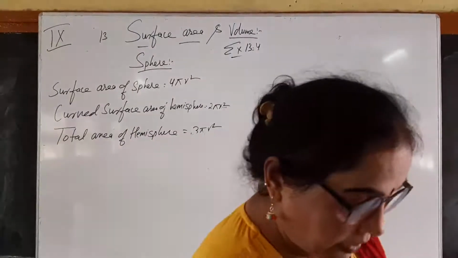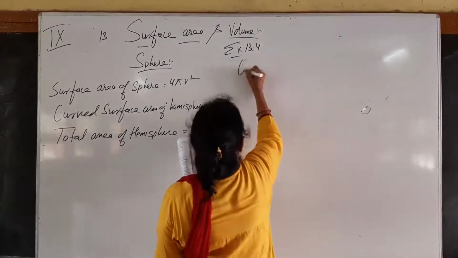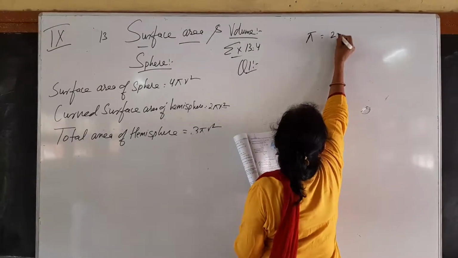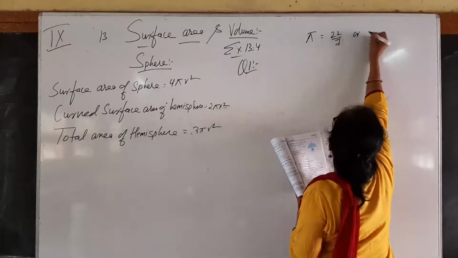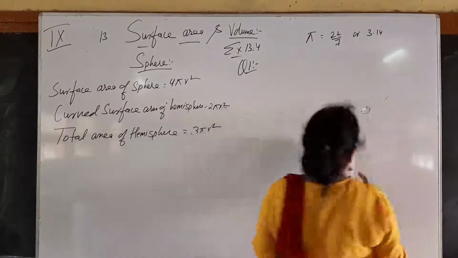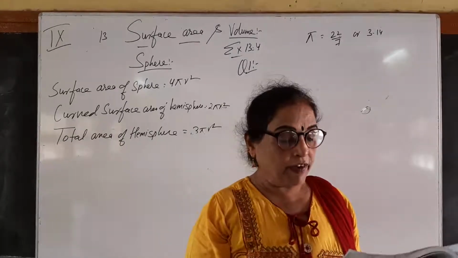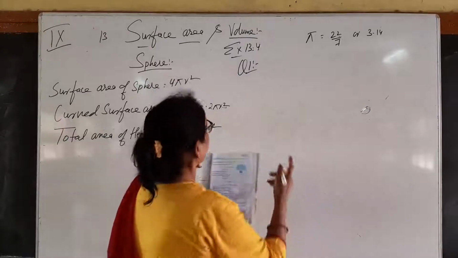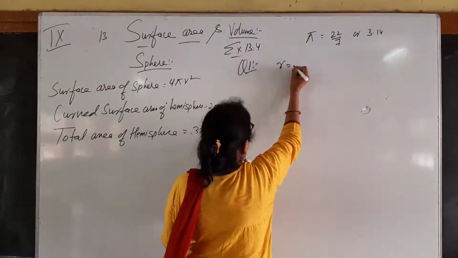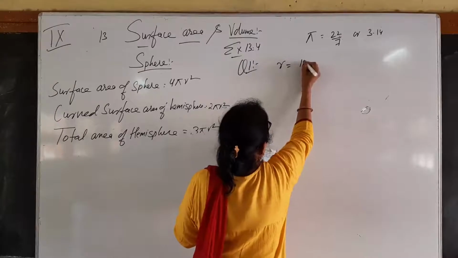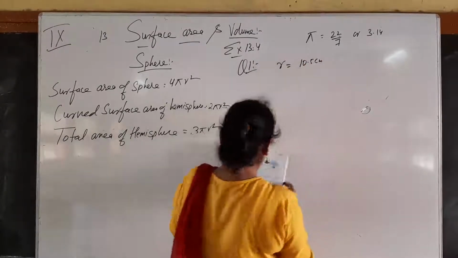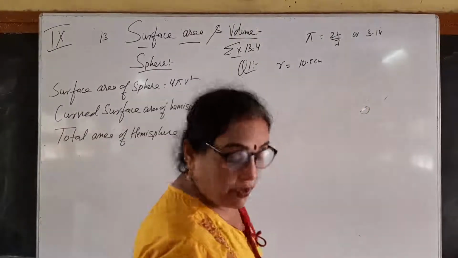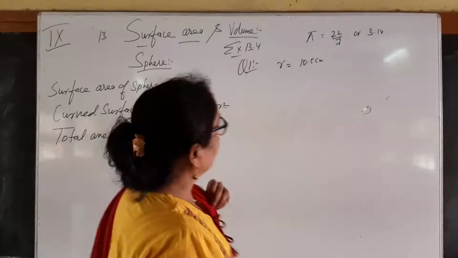Here, question number 1, we will use the value of pi equal to 22 by 7 or 3.14. Now here, in the first question, the radius of the sphere is given, r is 10.5 centimeters. What we have to find here? Surface area of a sphere.